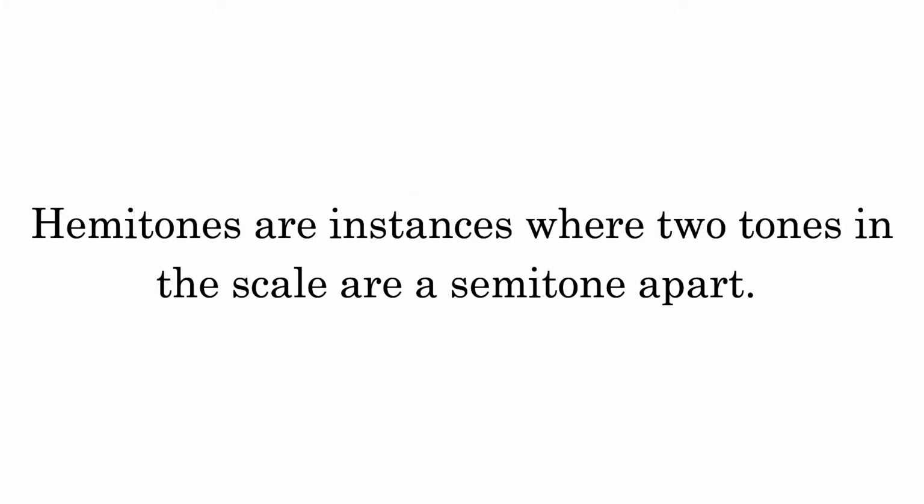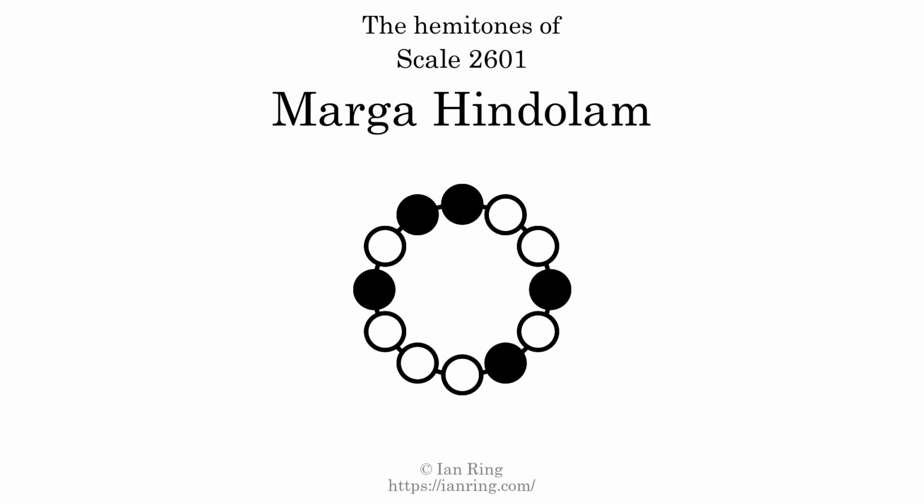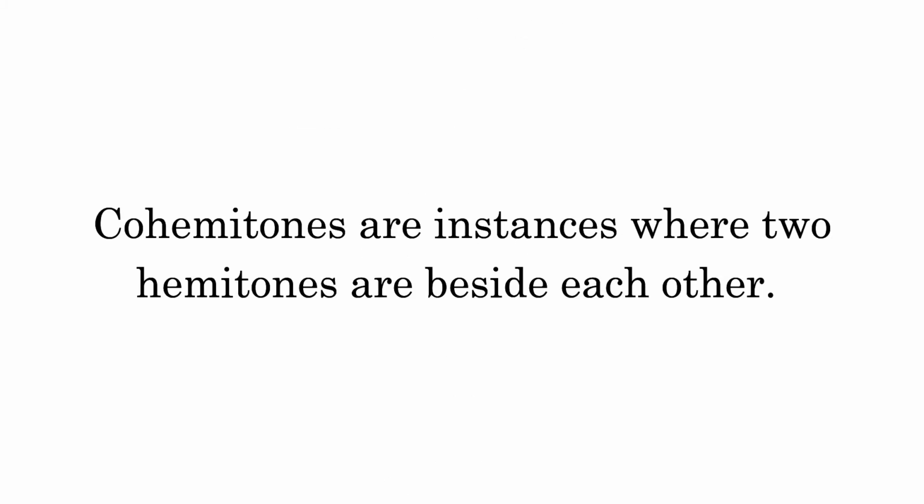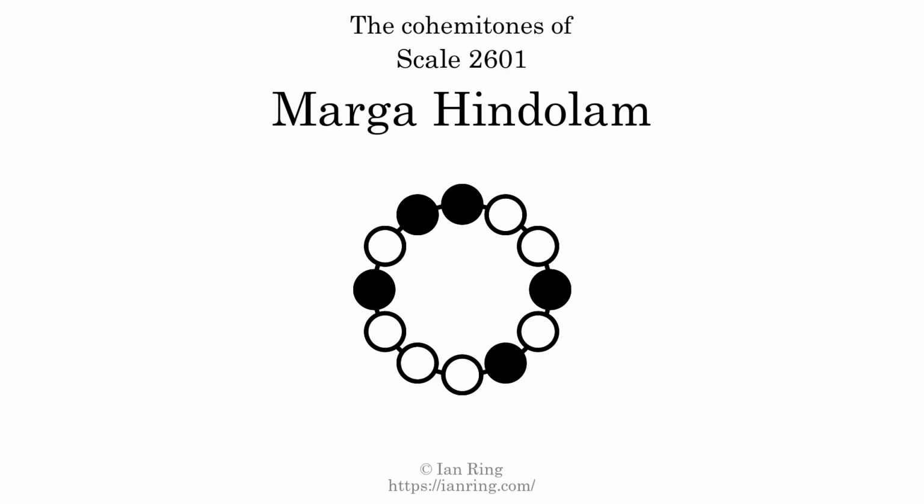Hemitones are instances where 2 tones in the scale are a semitone apart. This scale has 1 hemitone. Here. Cohemitones are instances where 2 hemitones are beside each other. This scale has no cohemitones.